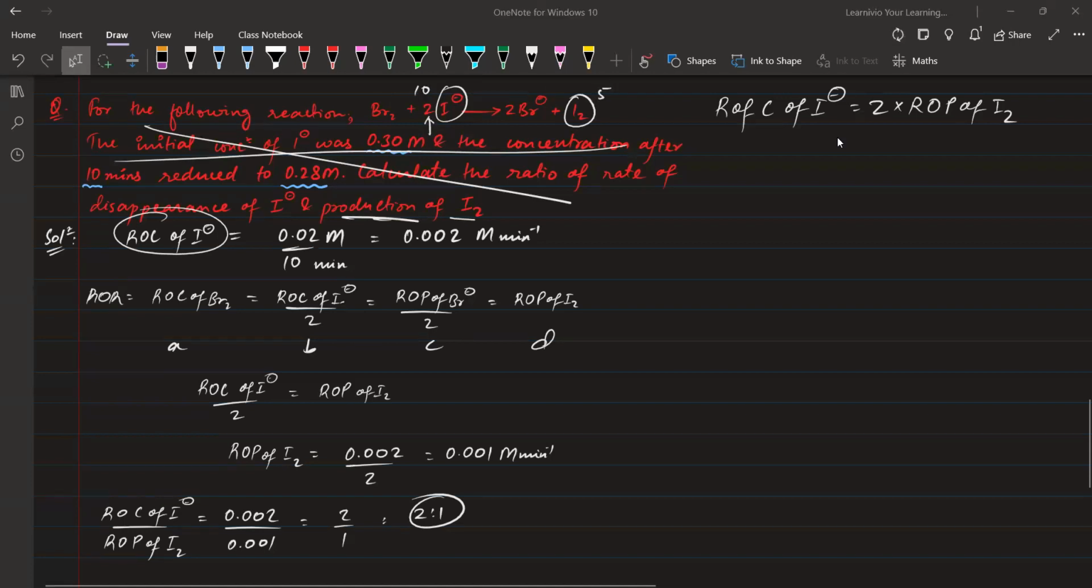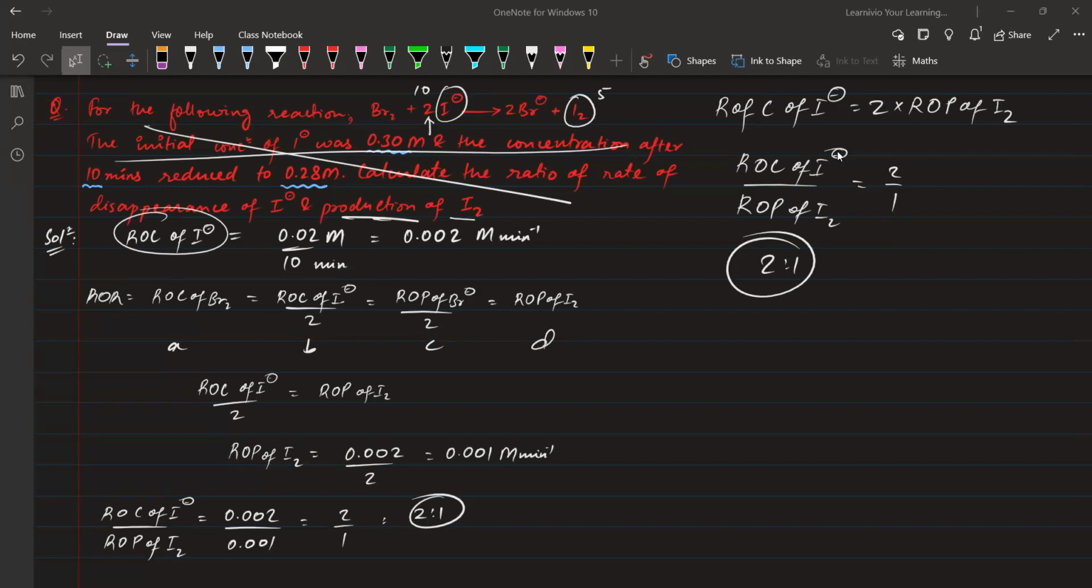Yes or no, guys? Yes, sir. So directly we can say that rate of consumption of I negative upon the rate of production of I2 will be equal to 2 by 1. We just brought it down, see. Does it make sense? Yes, sir. 2 is to 1. Does it make sense? Yes, sir.